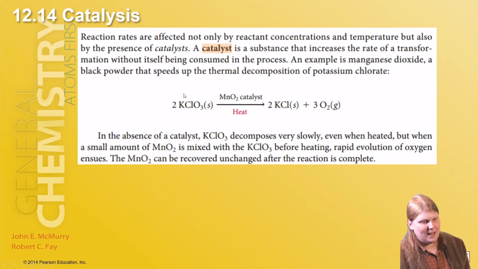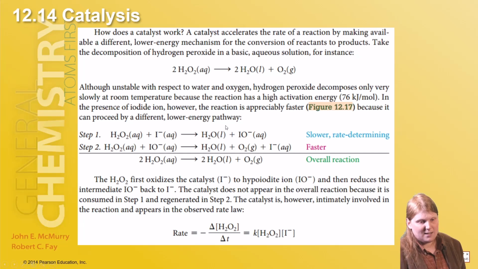So they say this is manganese dioxide, a black powder that speeds up the thermal decomposition of potassium chlorate. So its presence means I don't need as much heat to start with. In the absence of it, it decomposes very slowly, even when heated. But if a small amount is mixed in before heating, rapid evolution occurs. But we can also recognize this catalyst is not used up. It's not a reactant or product, but its presence changes the path. That's the way to think about it.